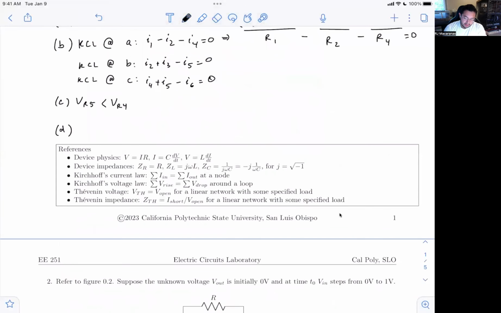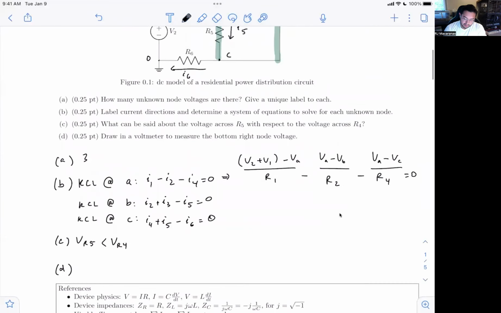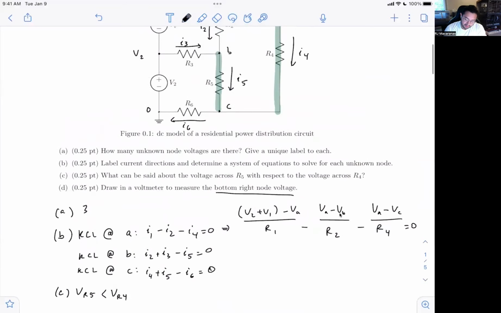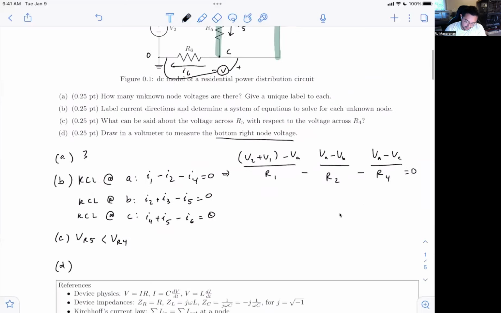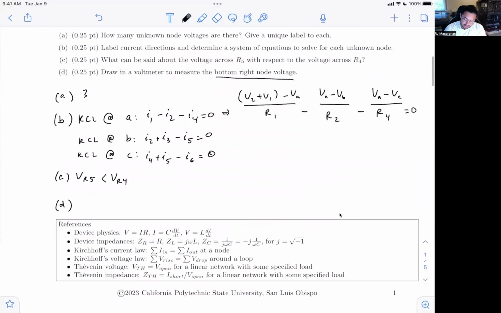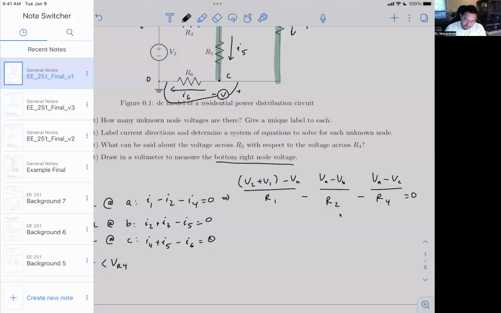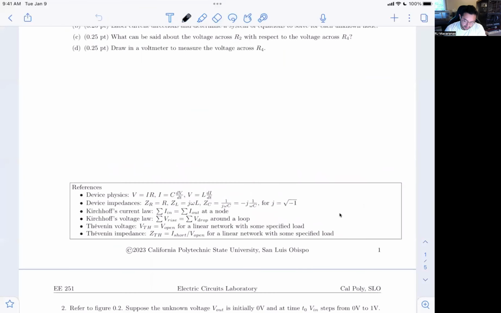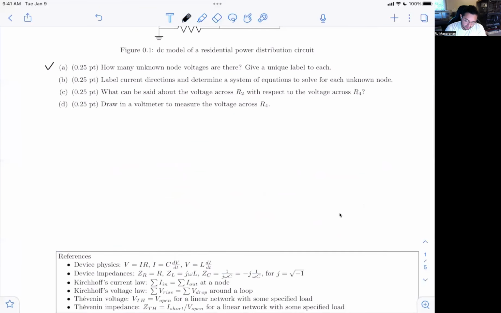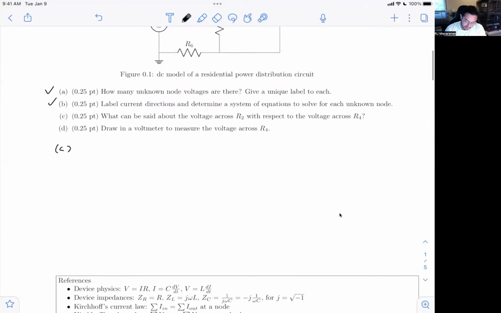And for part D, we are putting in a voltmeter to measure the bottom right node voltage. And so that's going to be node C here. And when we're measuring a node voltage, that's always with respect to ground. I'm going to take the positive reference to node C, the negative to ground there. All right, so now we can take a look at version 2 real quick. So A and B, these are the same. We can look at part C. That's more important here.